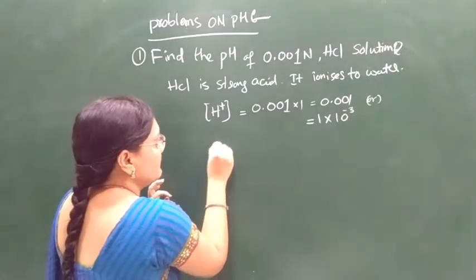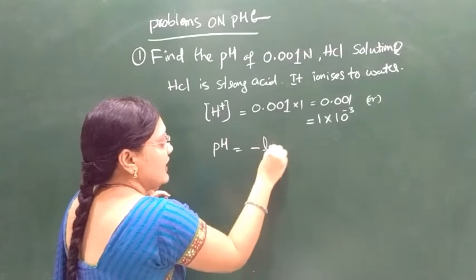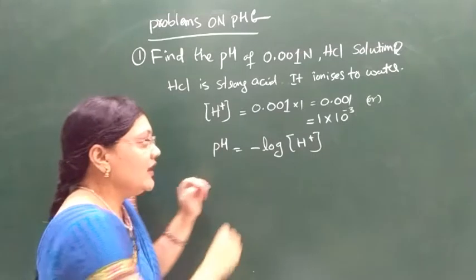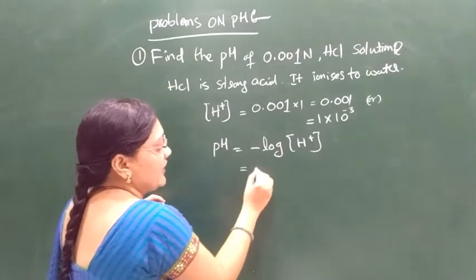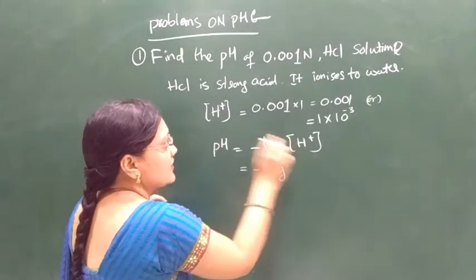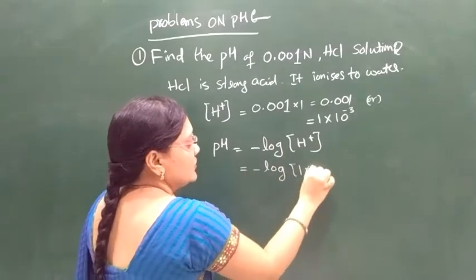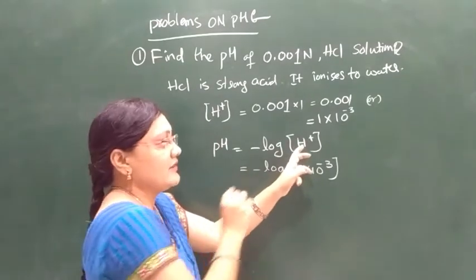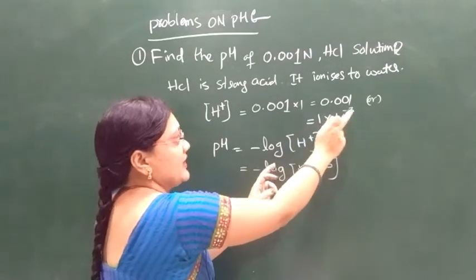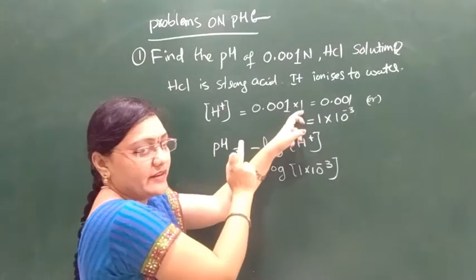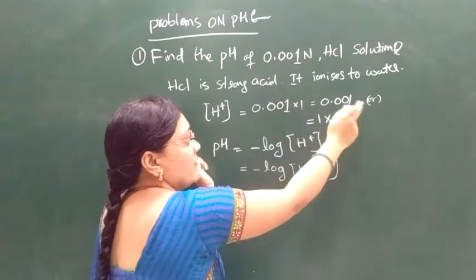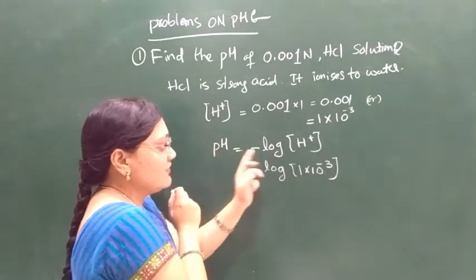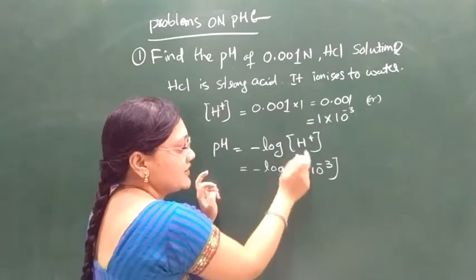The formula is pH equals minus log concentration of H plus ion. The concentration of H plus ion is 1 into 10 to the power of minus 3, since there is only one hydrogen. Now these values are substituted in the formula.